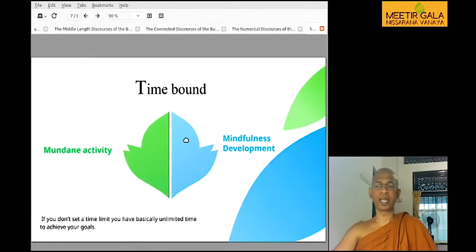And the other one is time bound. So the last one. Time bound in the sense that we also don't have a very long time. Say for example, nowadays people only have about 70, 80 years as their lifespan, and even during that time, half of it maybe we are spending sleeping.